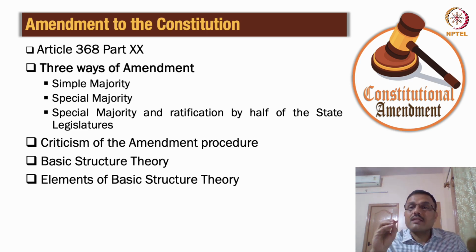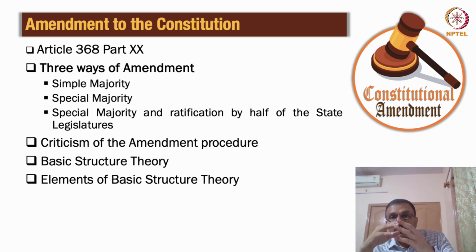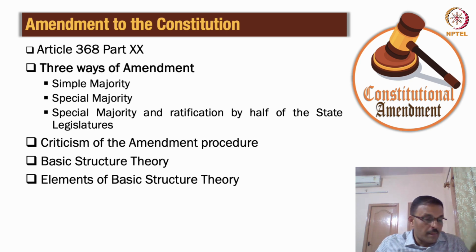So, I think the basic structure feature of the Constitution was slowly elaborated, explained, and brought into existence thanks to the Indira Gandhi versus Raj Narain case. The theory was laid down in the Kesavananda Bharati case, but it was expanded in later cases to say what the basic structure of the Constitution actually meant.